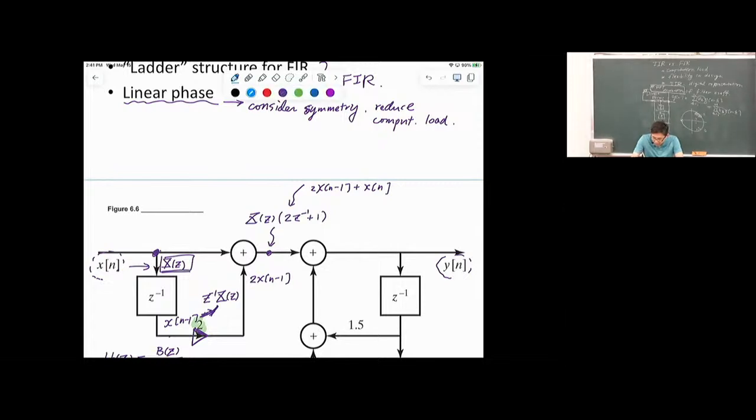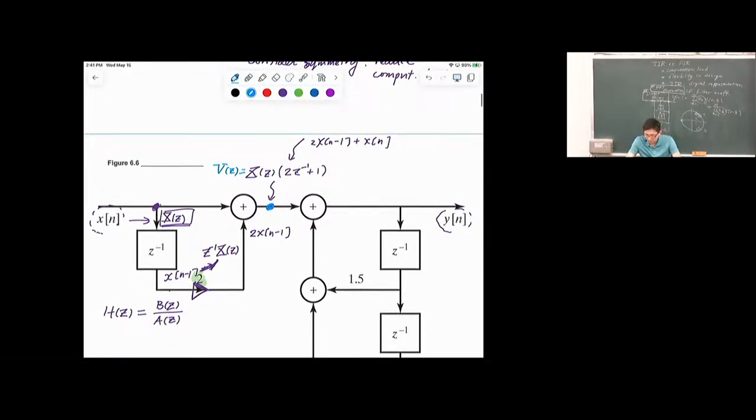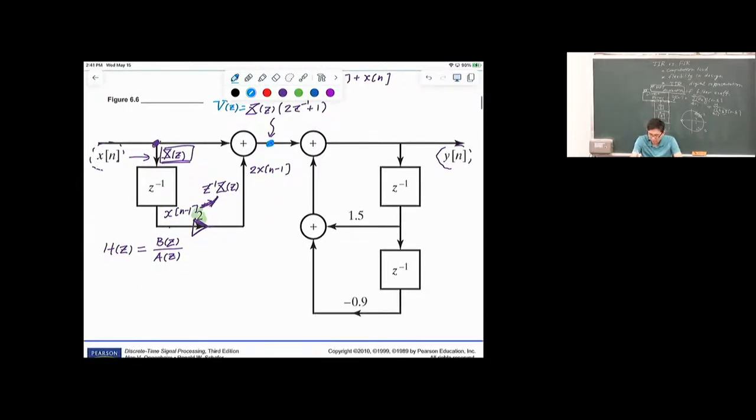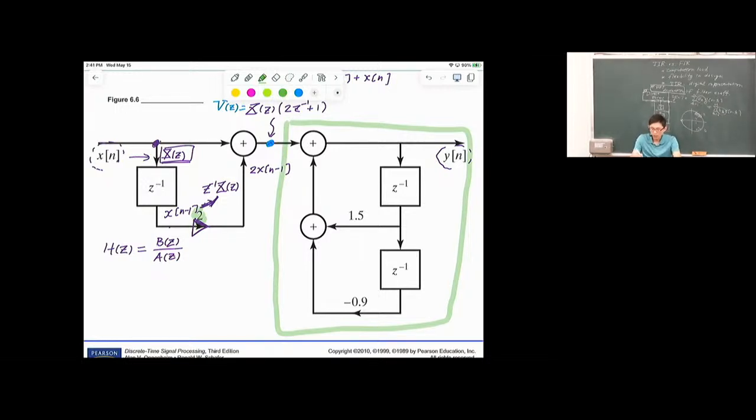So it might be convenient to define the intermediate signal right here as V of Z. Let's denote it as V of Z right here. And now it's a bit trickier for the other part. So now we can talk about the next part. Now, let's focus on this part. I suggest starting from right here.